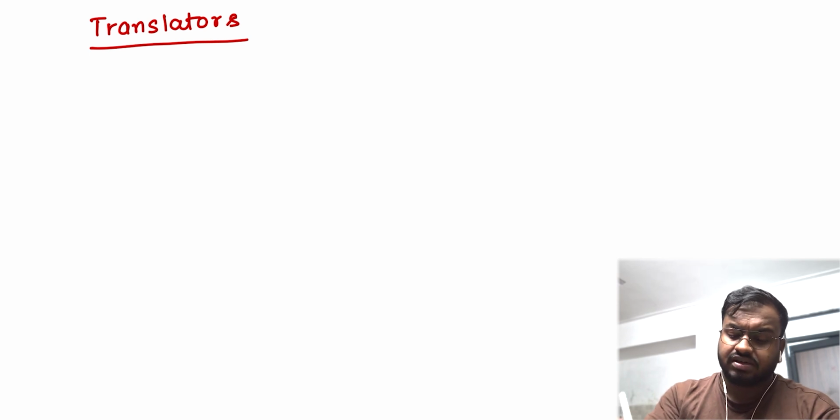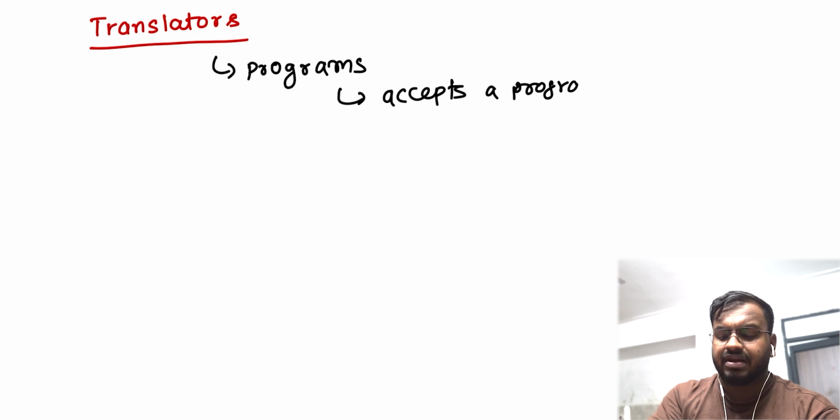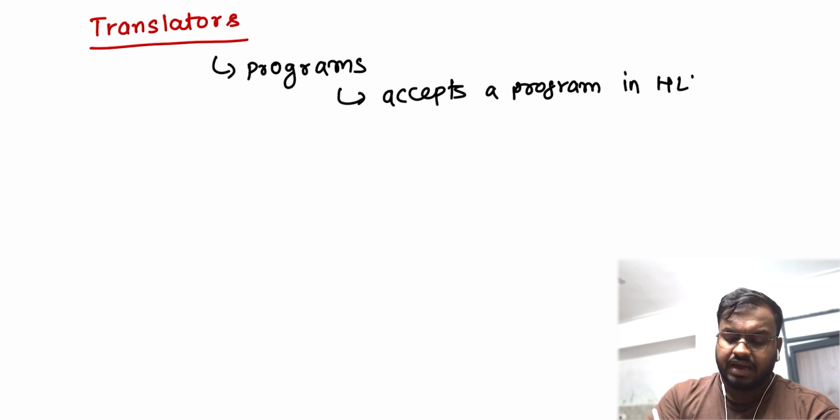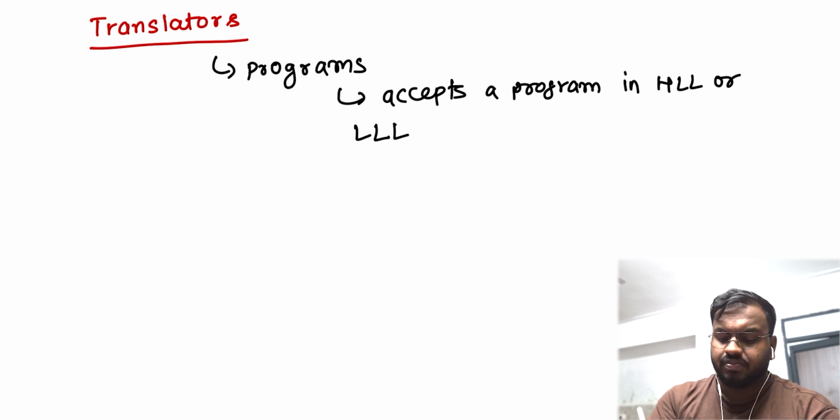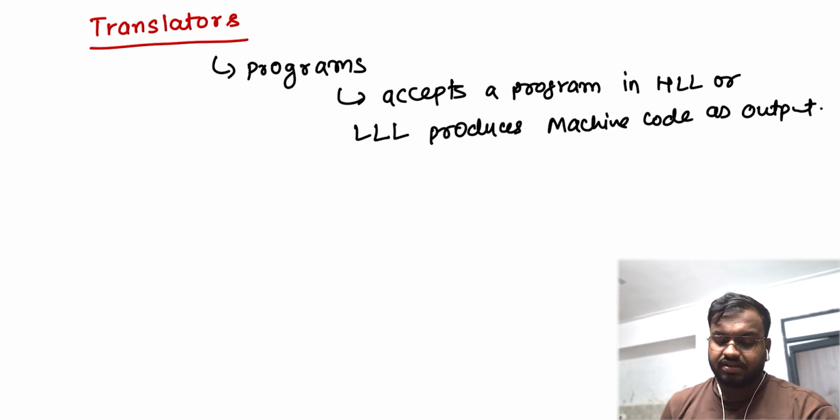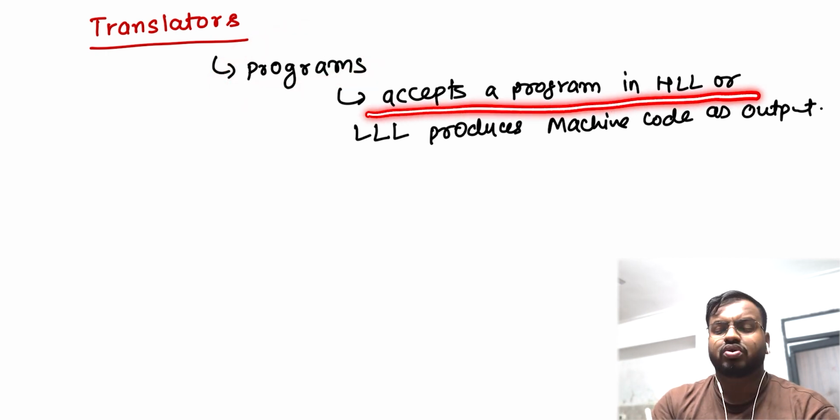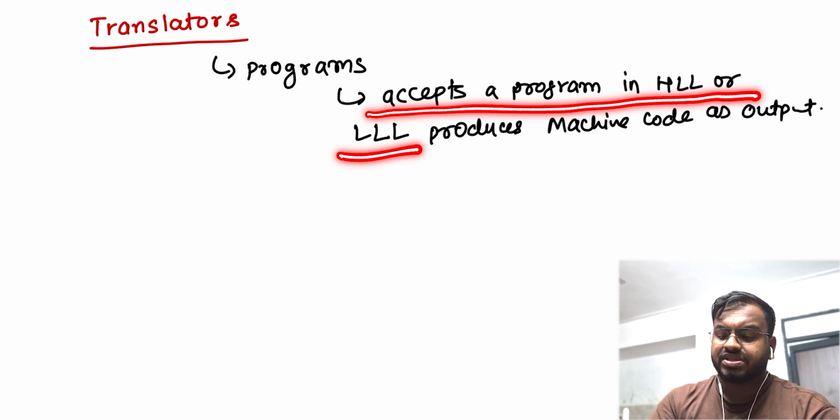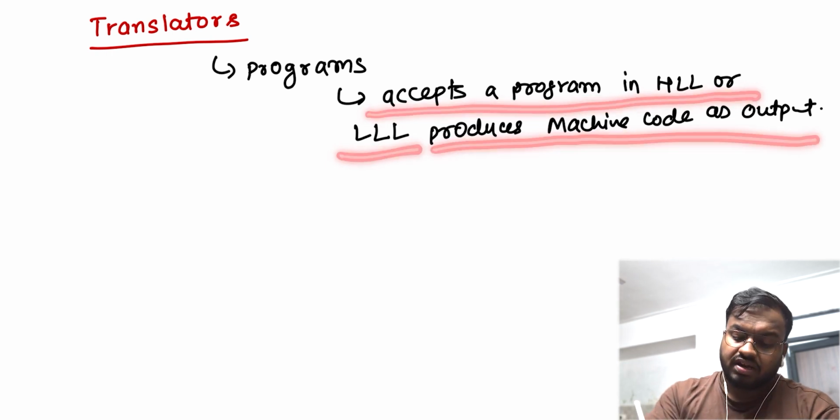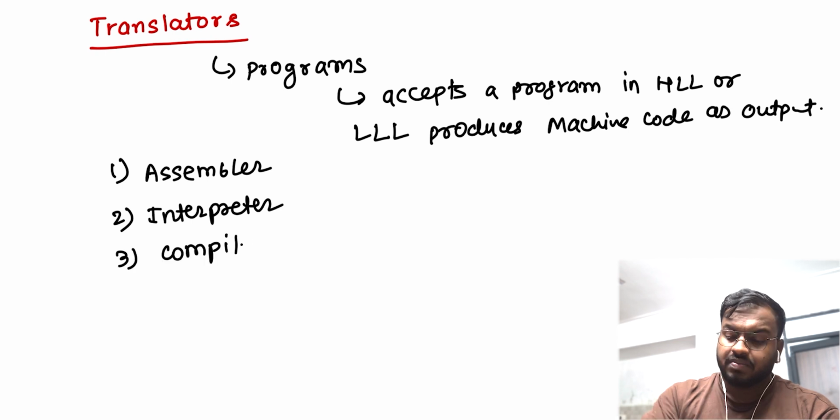Now, what are translators? Translators are just programs which accept a program in high level language or low level language and then convert it into machine code and produce machine code as output. So I will quickly summarize one more time. Translators are nothing but computer programs which accept a program written in high level language or low level language and produce machine code as output. There are three types of translators. First one is assembler, second one is interpreter, and third one is compiler. We will see them one by one.